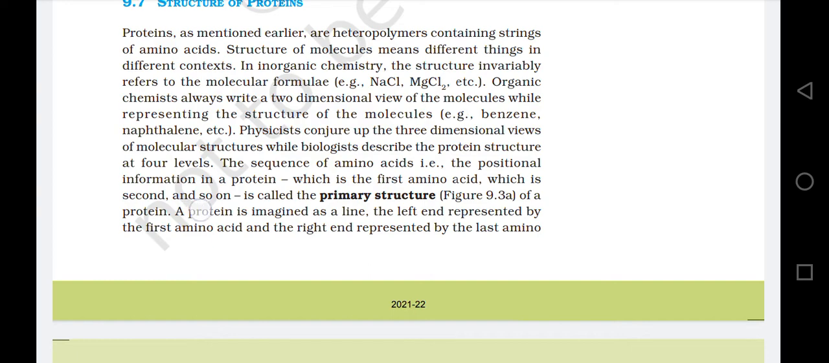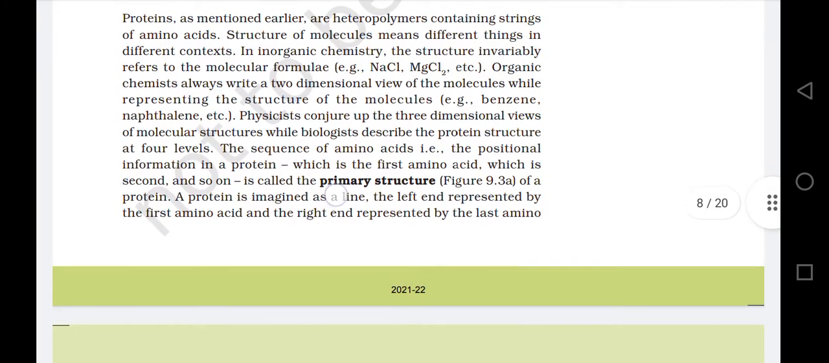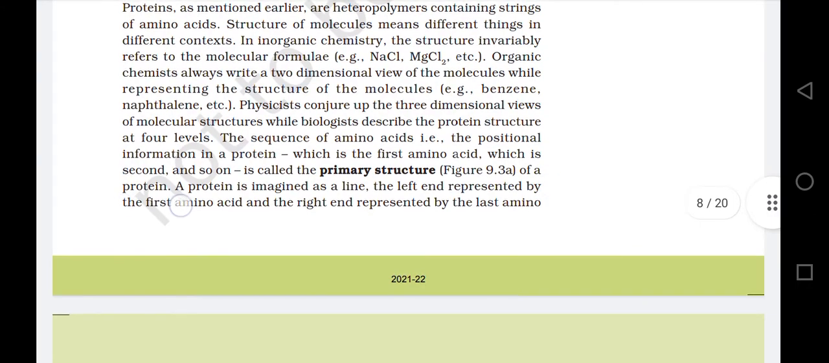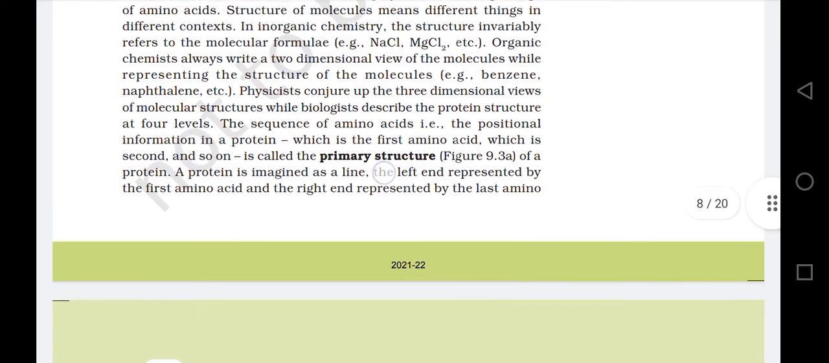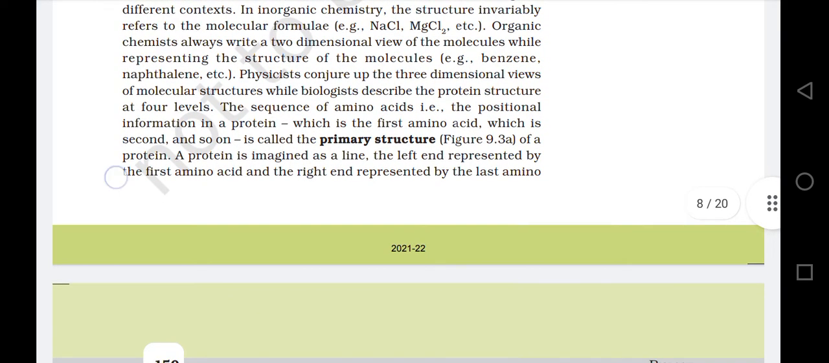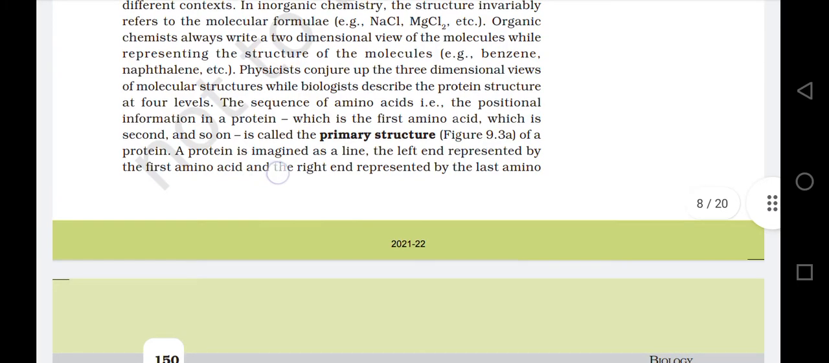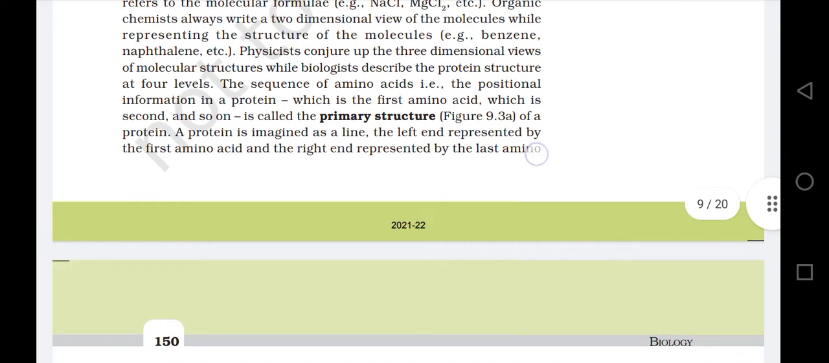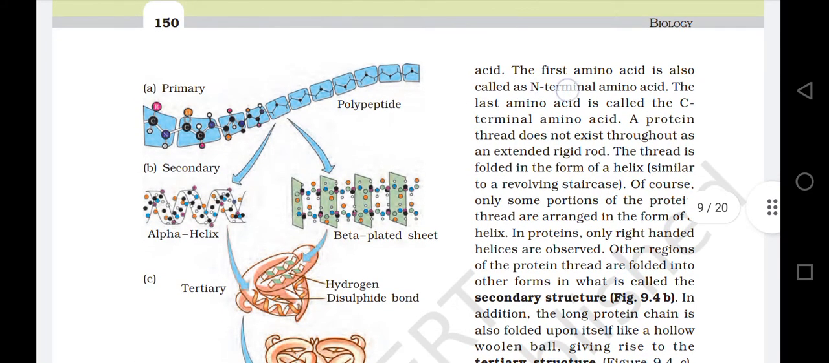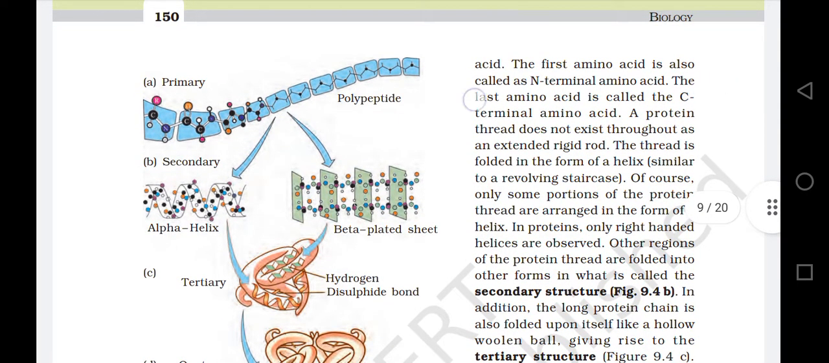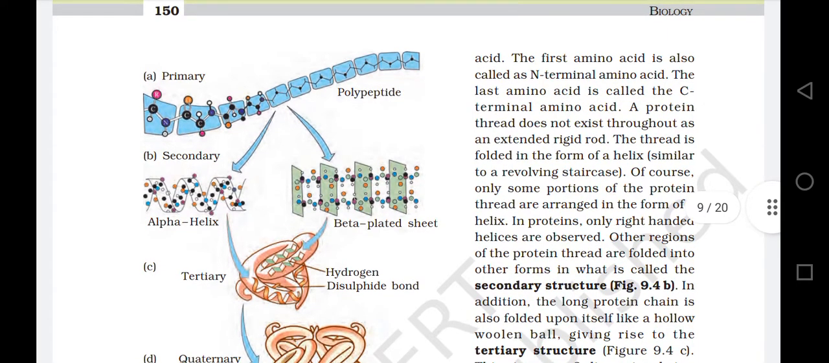A protein is imagined as a line, the left end represented by the first amino acid and the right end represented by the last amino acid. The first amino acid is also called the N-terminal amino acid. The last amino acid is called the C-terminal amino acid.